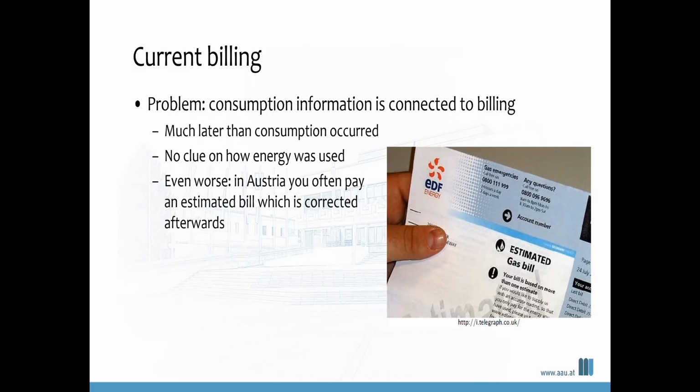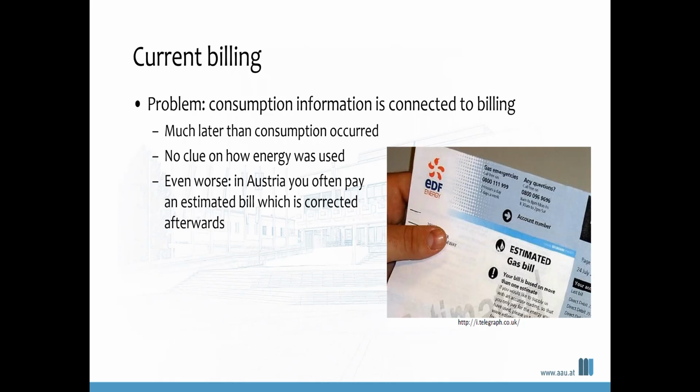But typically the bill comes much later than the consumption occurred. And even though you are typically paying a monthly bill, this is an estimated bill. Basically, your consumption from the last year is averaged to define the value that you're going to pay each month. So the energy bill just tells you what you consumed last year on average. It doesn't tell you what this new device that you just bought did to your energy bill last month, with the traditional meters.